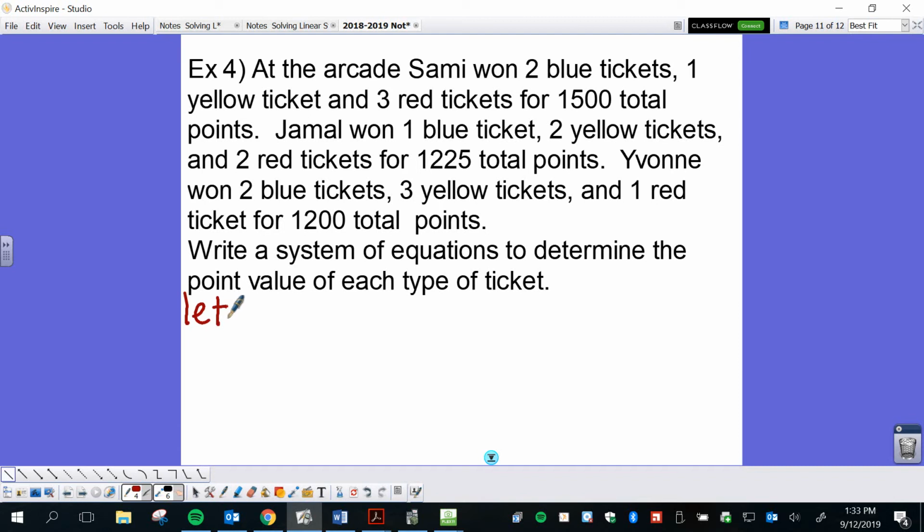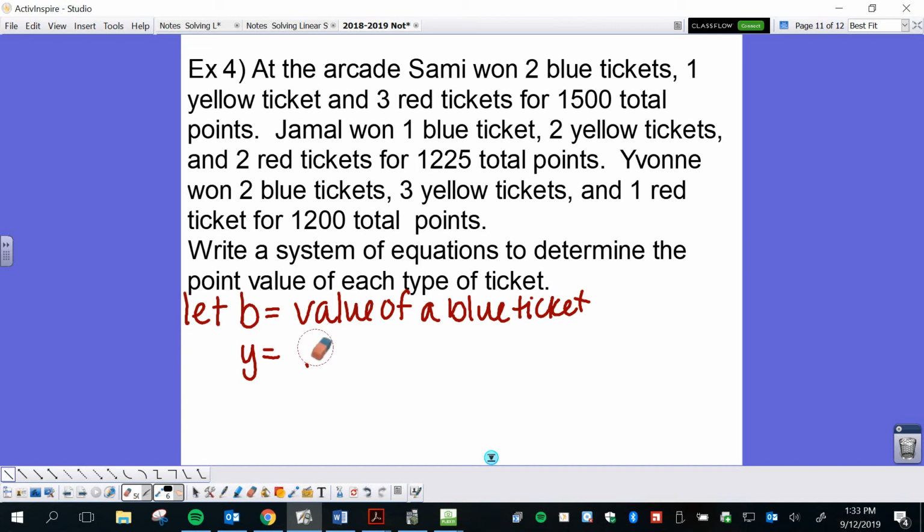What's the first color they tell us about? Do they all go in the same order? Blue, yellow, red, blue. Okay. How about B equal the value of a blue ticket. Y equal value, you know what? I'm gonna do this. Y'all know that notation? When you do that, it means mimic right above it, so you don't have to write it again. What's the rest? R equal value of a red ticket.